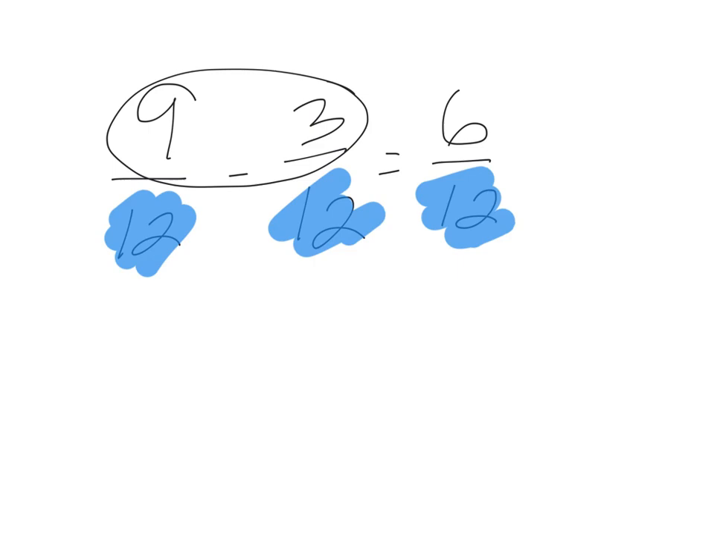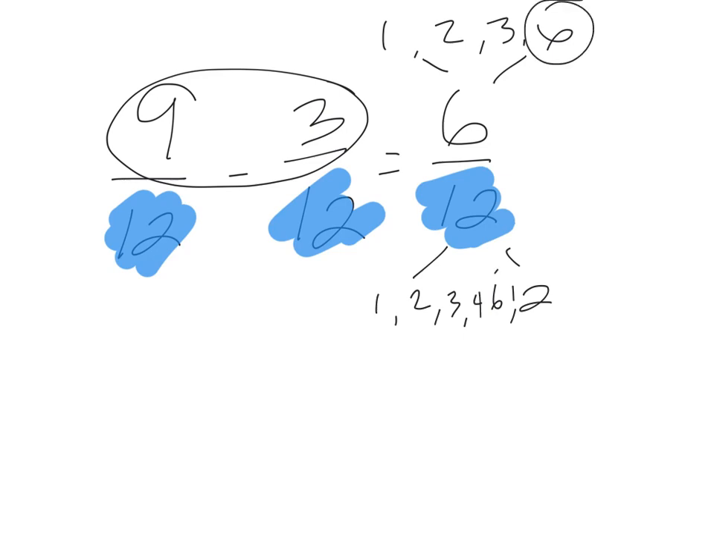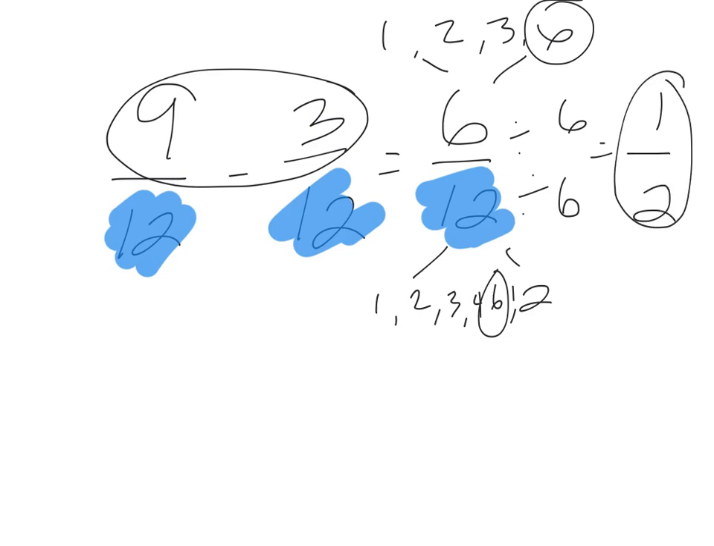Now I need to make sure that I write this in simplest form. So if I look at 6 and factor it out, 1, 6, 2, and 3 are the factors of 6. And for 12, I have 1, 12, 2, 6, 3, and 4. So if I look, I have 6 and 6. That's its greatest common factor. So now you're going to divide both the top and the bottom by the same number. So we're going to get 1/2 as my simplified answer.